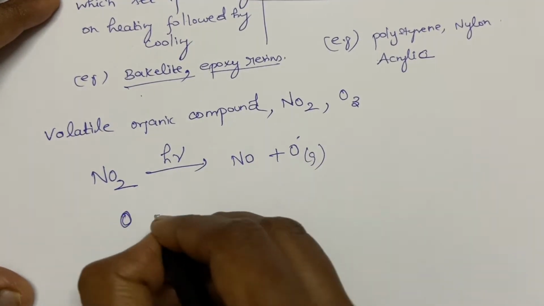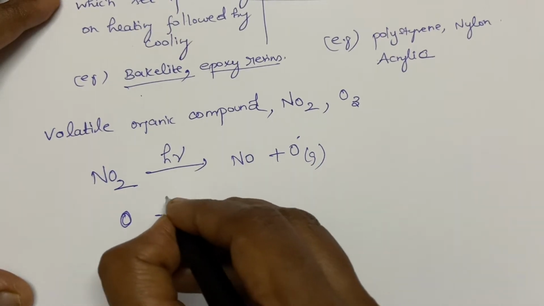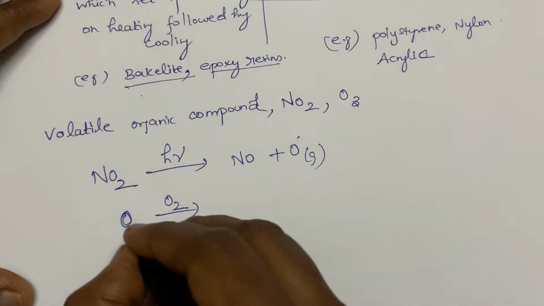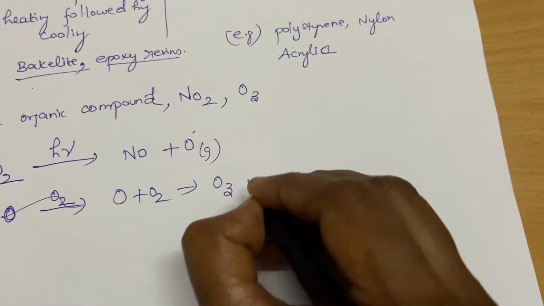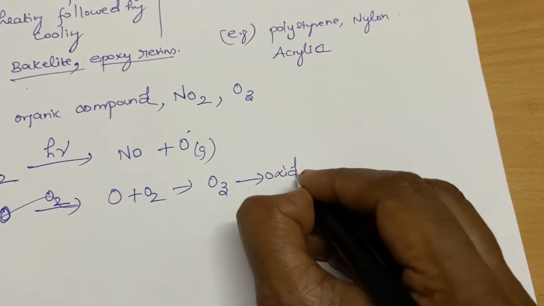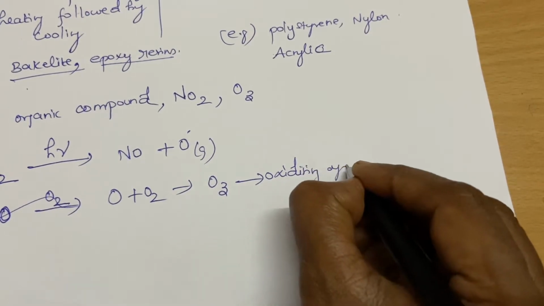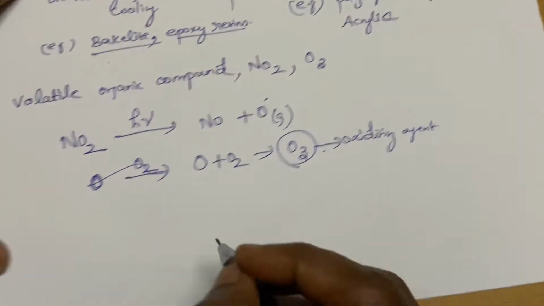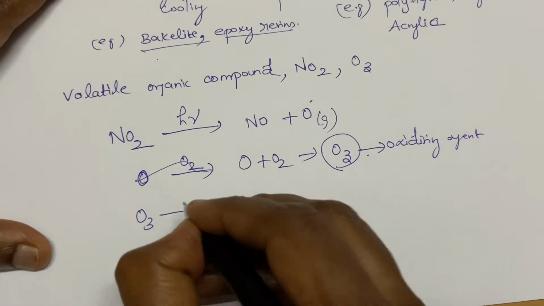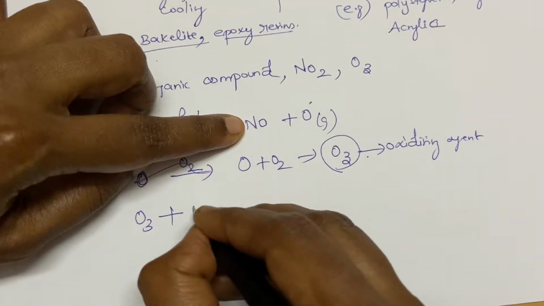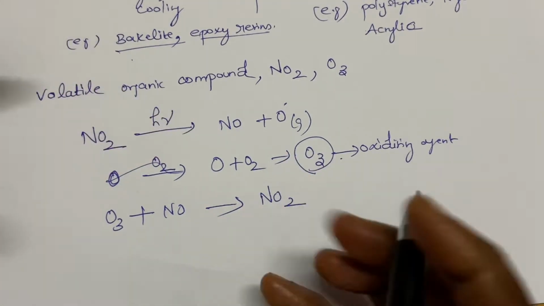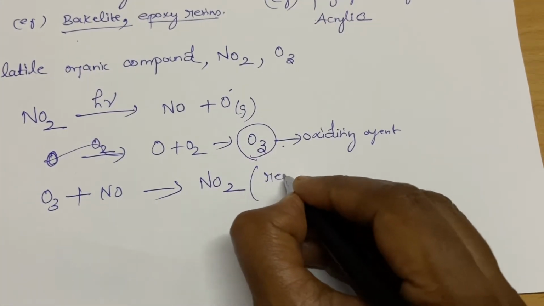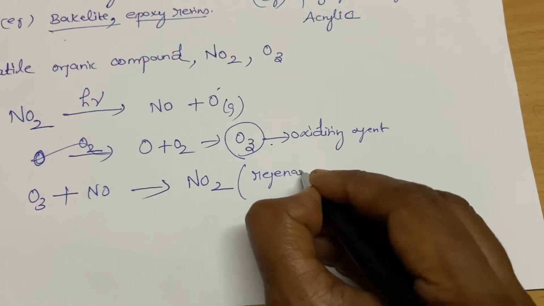So this oxygen, what happens? It reacts with the oxygen in the air to create ozone. This is an excellent oxidizing reagent as well as toxic. This ozone in turn reacts with the nitric oxide. It is an oxidizing agent, no? So it recreates nitrogen dioxide, which gets regenerated.